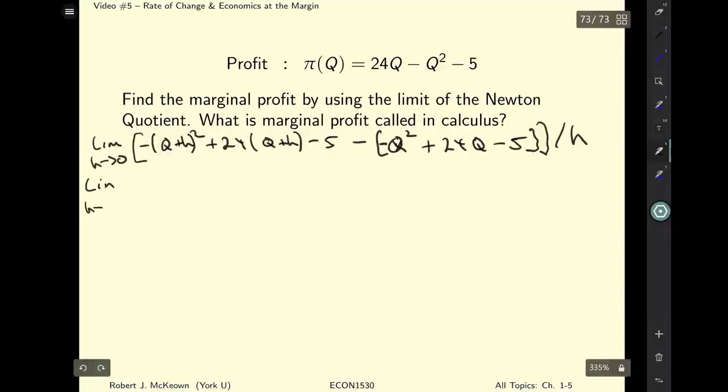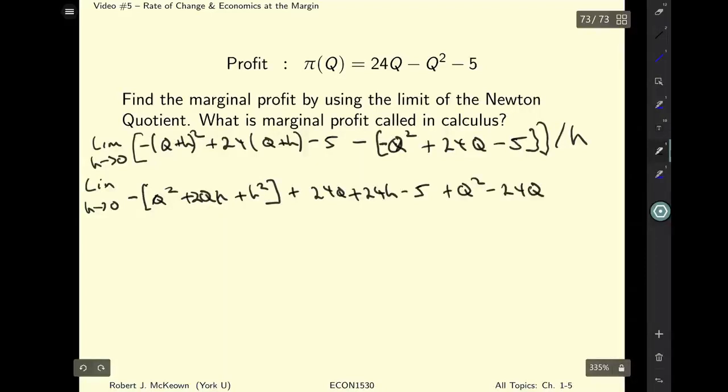Now I'll rewrite my limit. And notice I've got the negative exponent on the outside. So I'm going to have negative q squared plus 2qh plus h squared, plus 24q plus 24h minus 5, plus q squared minus 24q plus 5. And this whole thing divided by h.